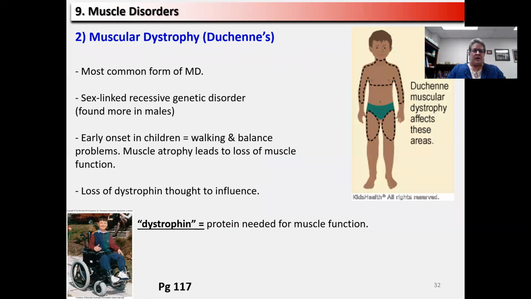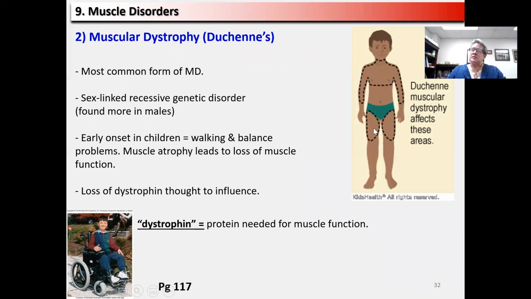Muscular dystrophy. The most common form is Duchenne's muscular dystrophy. It's a sex-linked recessive disorder, and it's found in males more because it's carried on the X chromosome. So a male child expresses whatever is on the X chromosome because the only other one they have is the Y. Okay, the onset happens early in children and they lose muscle strength, usually starting with their legs and their torso and arms.